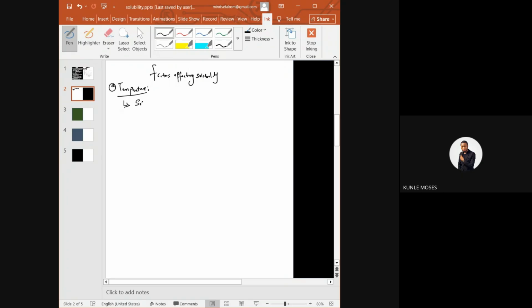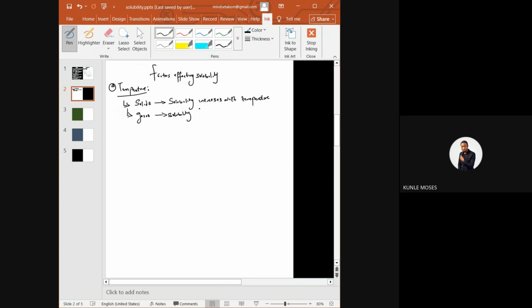For the solid particles, the solubility increases with temperature. And for the gases, so just pay attention to these factors. They can ask you how temperature affects solubility.